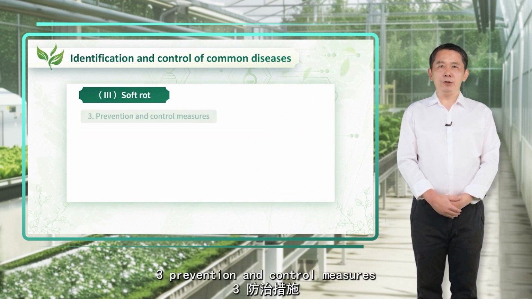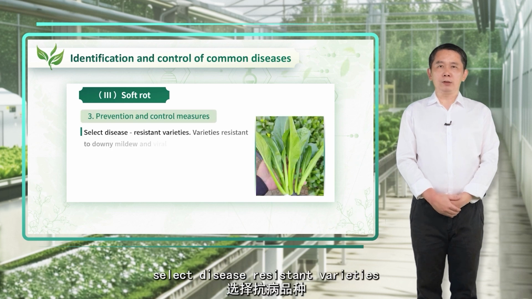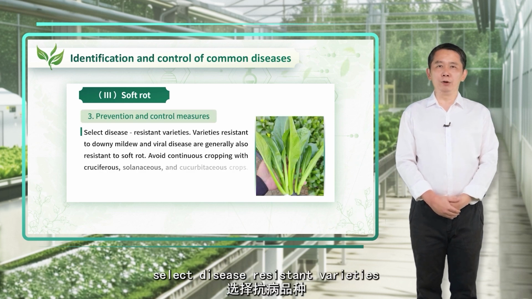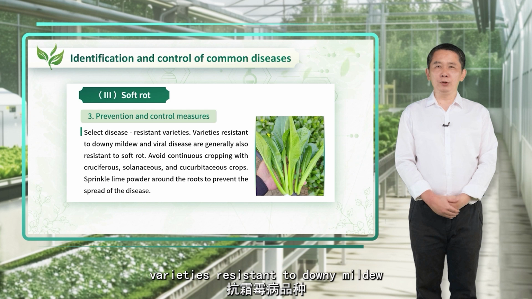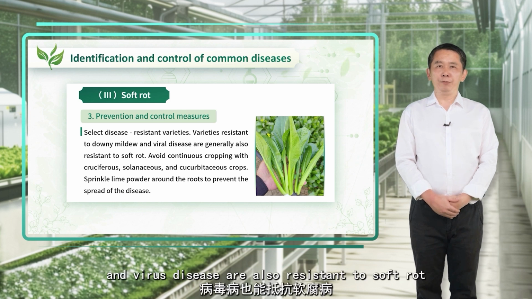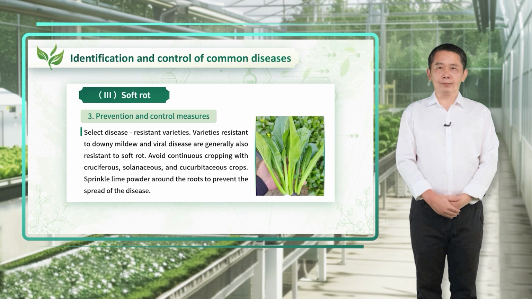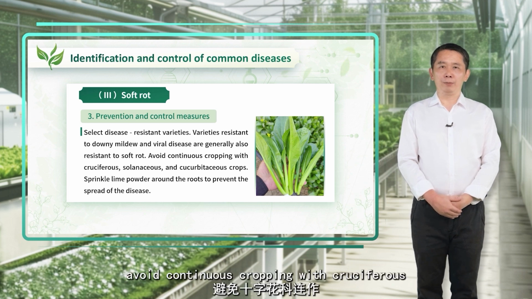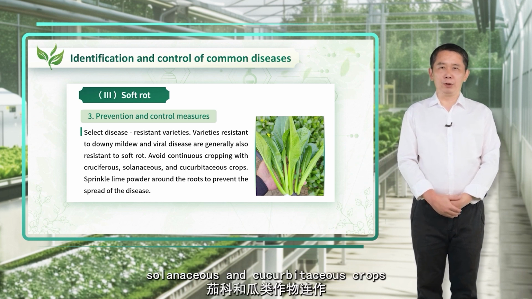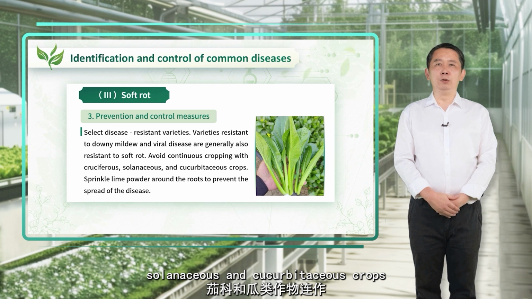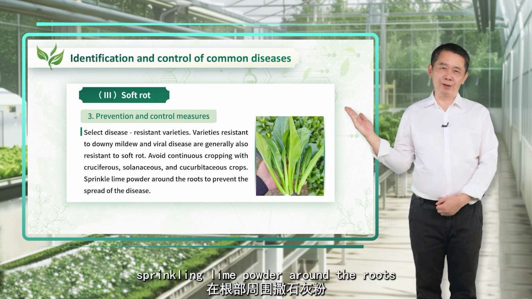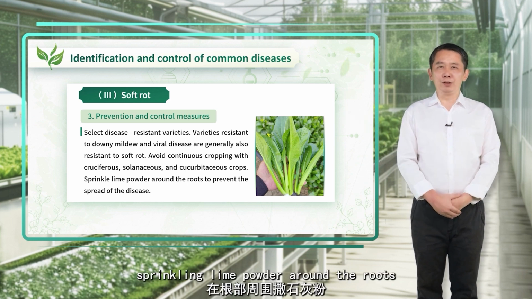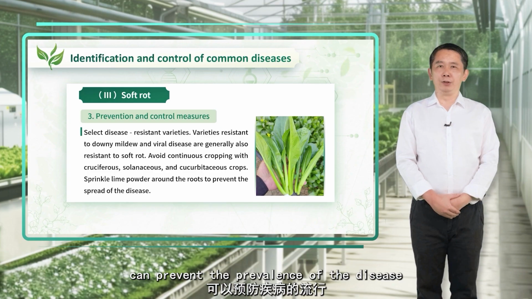3. Prevention and control measures. Select disease-resistant varieties. Varieties resistant to downy mildew and virus disease are also resistant to soft rot. Avoid continuous cropping with cruciferous, solanaceous, and cucurbitaceous crops. Sprinkling lime powder around the roots can prevent the prevalence of the disease.